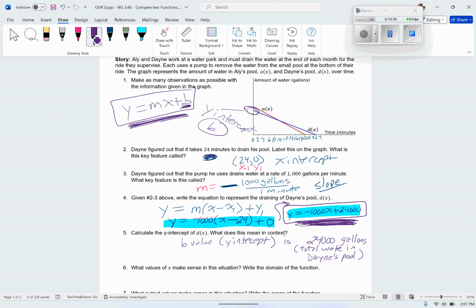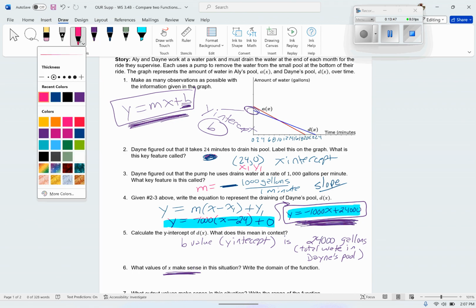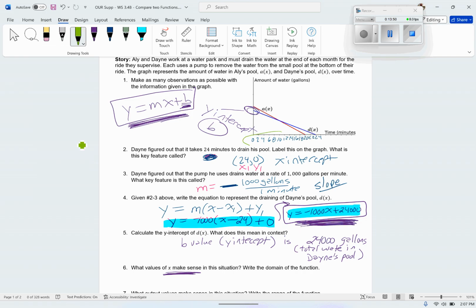So it says, what values of x make sense in this situation? Okay. So let me highlight or draw in a different color. You see these numbers down here? I just circled them on the x-axis. Where did they start? 0. Where did they end? 24. So I'm going to start making us understand the square brackets. These are called hard brackets.